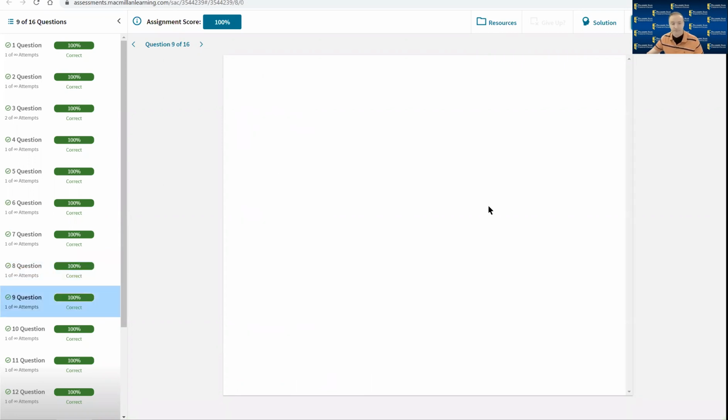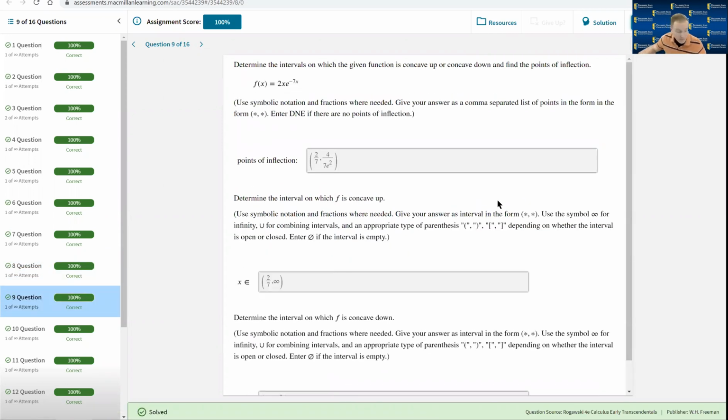Gorgeous. Now, the next problem. You're thinking, well, if that one was gorgeous, how can we get to a better one? The last one was a nice one that we used the quotient rule on. Well, this one is even more nice because we're bringing in exponential functions. We have f of x is equal to 2x times e to the negative 7x. This is another one of those problems where they're wanting the point of inflection as an ordered pair.